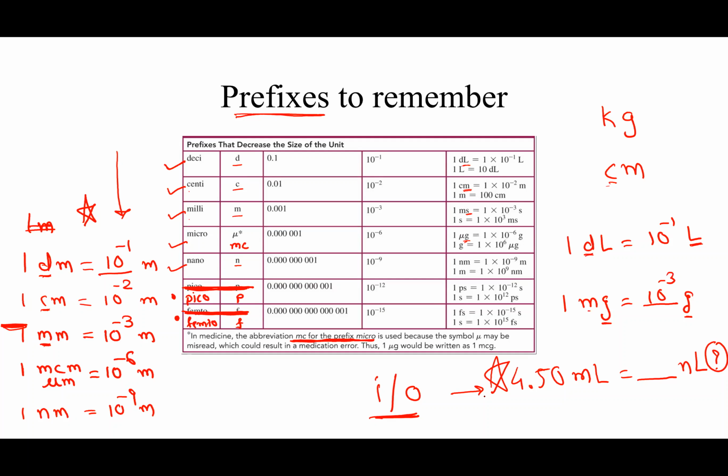Dr. Pratik, yes, it's 450 milliliter to nanoliter. I'm still going to wait for everybody to try and see if they can get the answer. So I'm going to wait for 2 more minutes and then we're going to discuss.